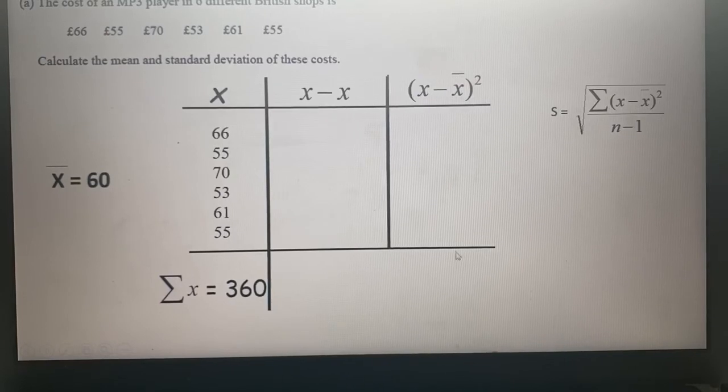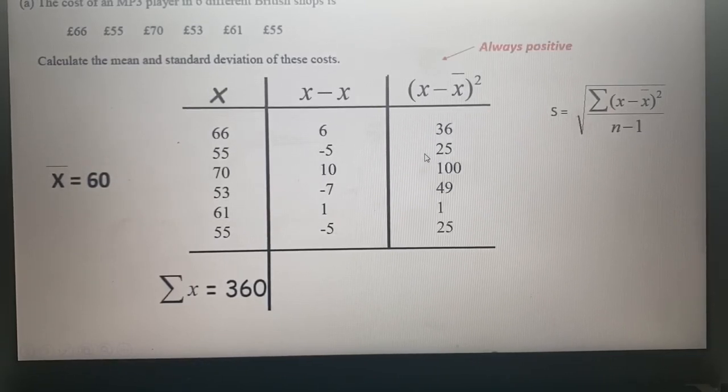And then we need to go forward and work out our standard deviation. So we're going to do X minus X bar. So 66 minus 60, 55 minus 60, 70 minus 60, and so on. And we get 6, minus 5, 10, minus 7, 1 and minus 5. And then we're going to square these values. So 36, 25, 100, 49, 1 and 25. Remember, they should always be positive.